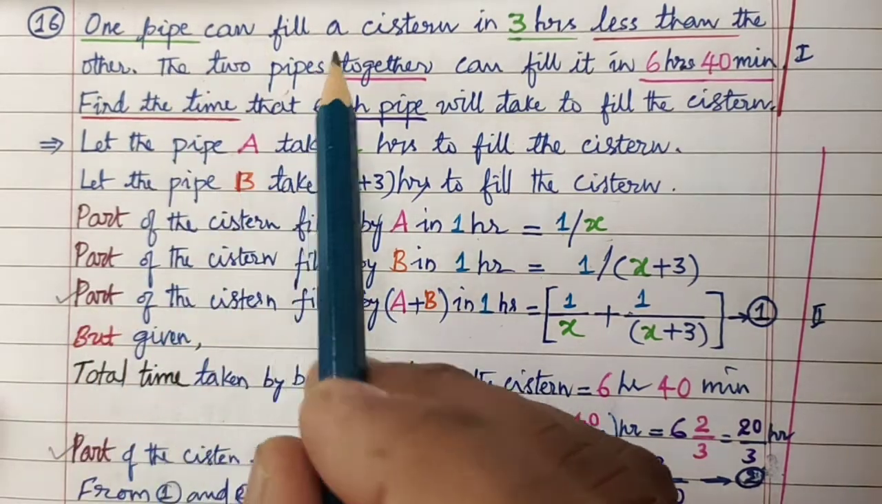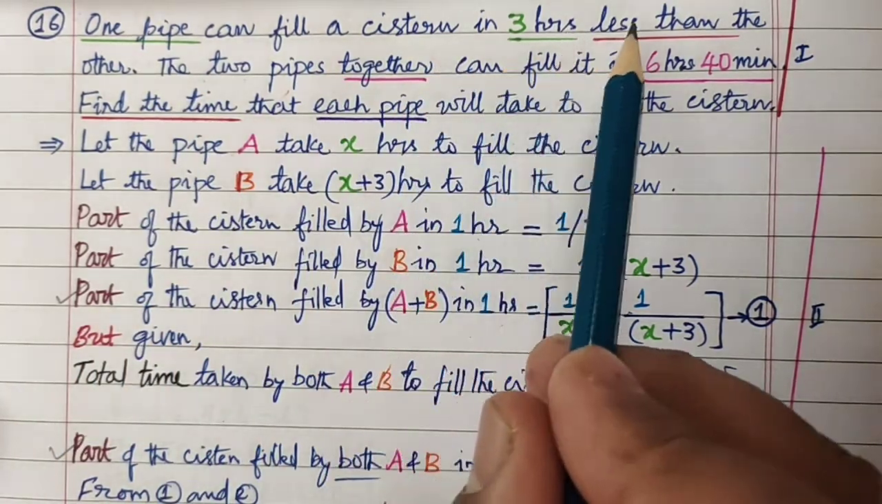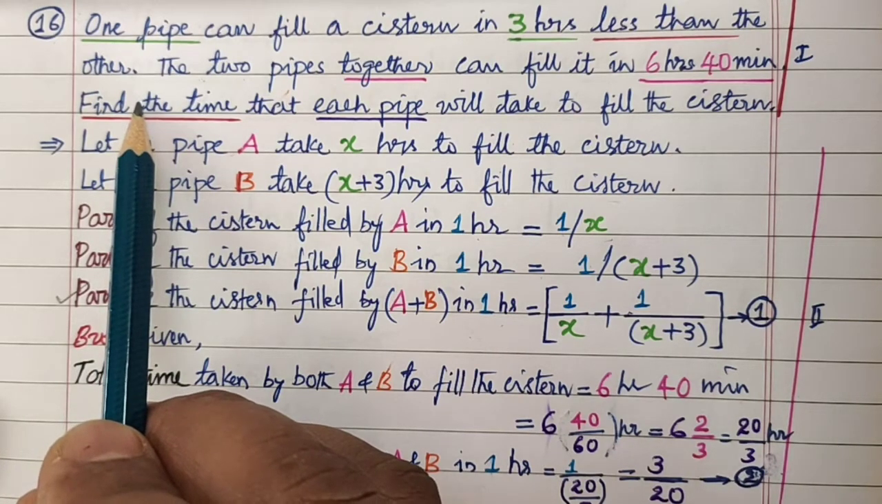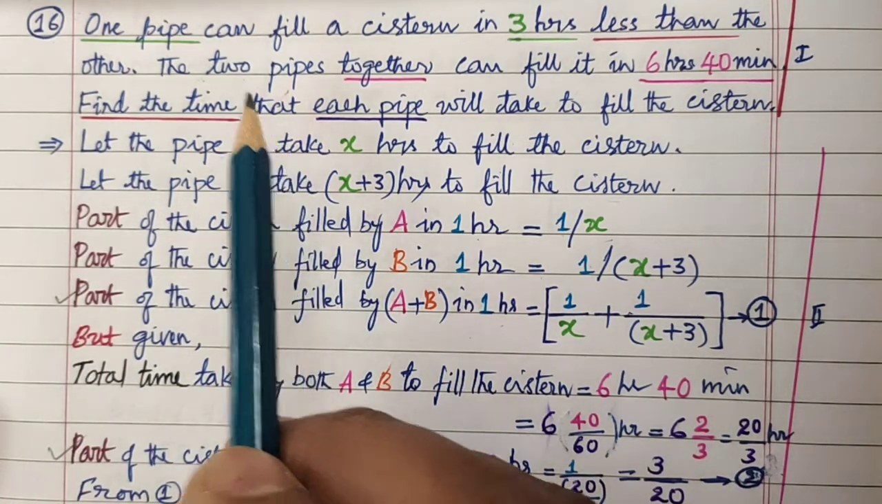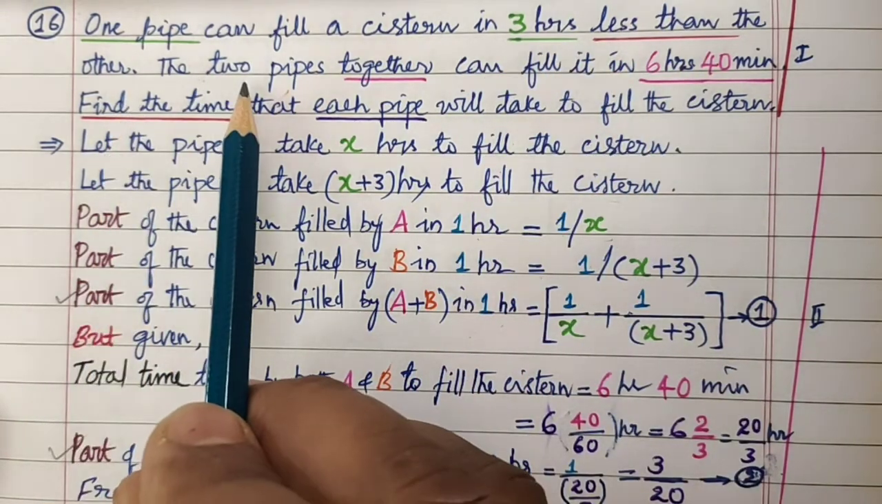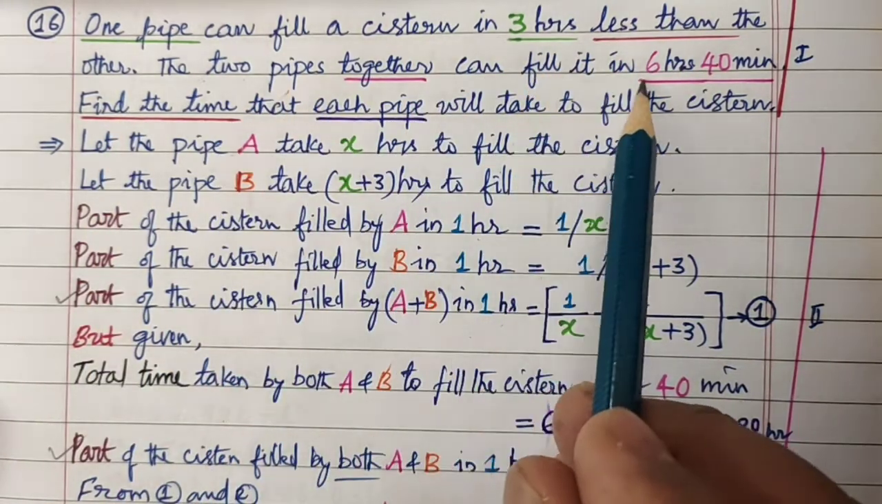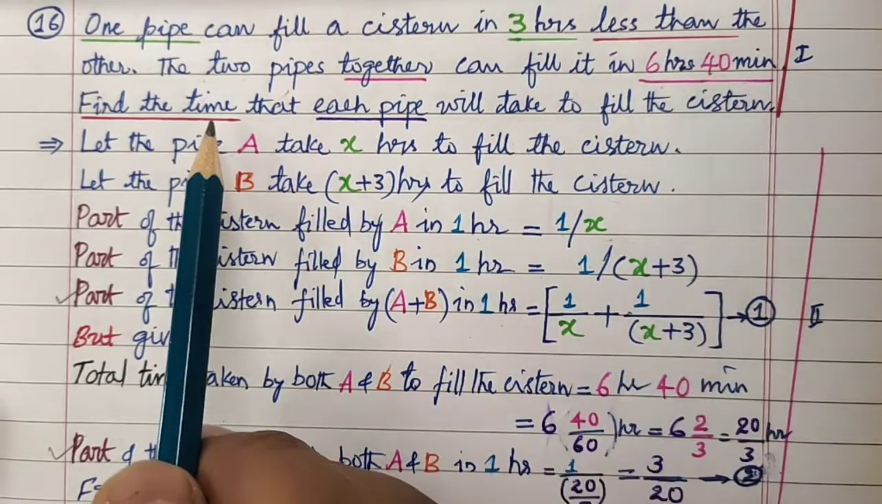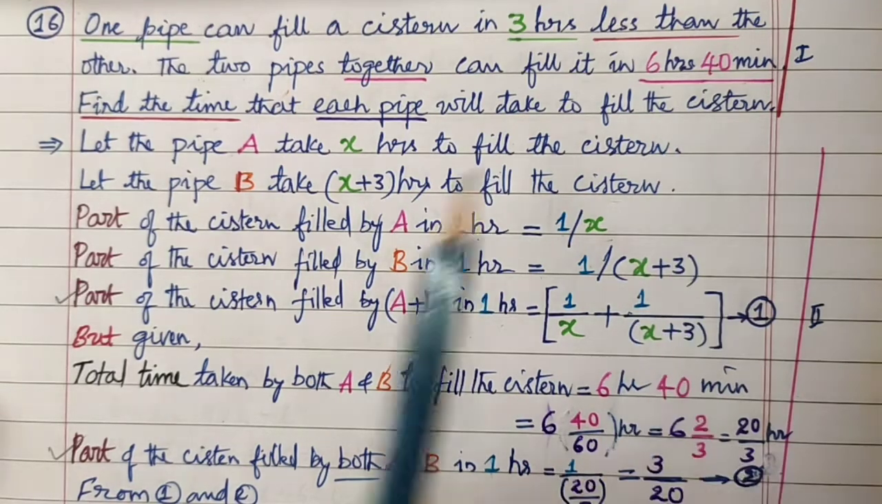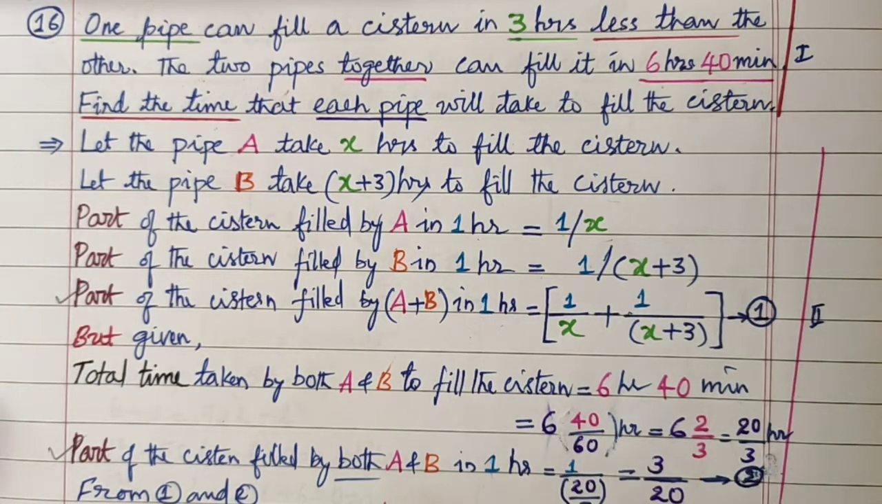One pipe can fill a cistern in 3 hours less than the other. One pipe takes more time and one pipe takes less. The two pipes together can fill it in 6 hours 40 minutes. Find the time that each pipe will take to fill the cistern. We need to find out what is the time taken by each pipe to fill the cistern.